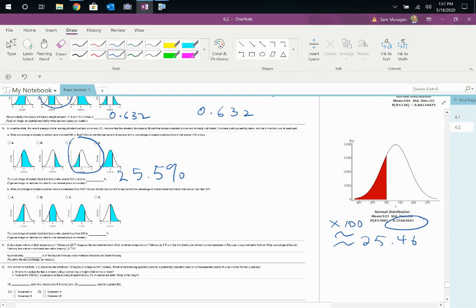The second part of the question: what percent is less than 533? So 533 is the mean, isn't it? Because the mean is the halfway point, less than 533 is 50%.